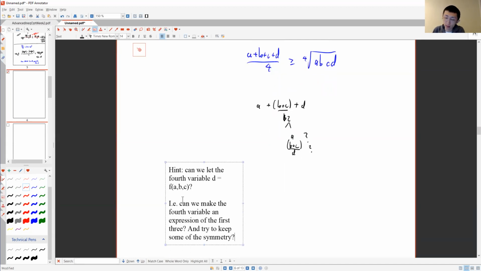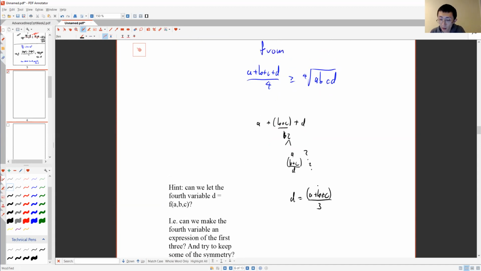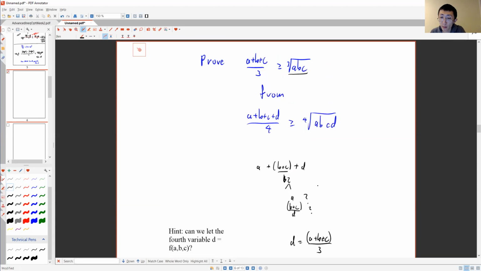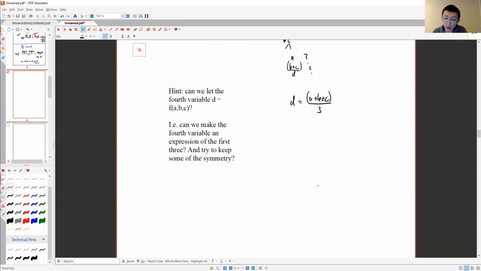Yeah, so let's see. Sam suggests maybe let d equal a plus. So you should put parentheses around your numerators, but I understand what you're trying to say. So yeah, maybe we should try this, right? So by 4 variable AMGM, so let's make sure our logic is correct. So by 4 variable AMGM, we can say that this is bigger than or equal to, I'll just write it to the 1/4 power.